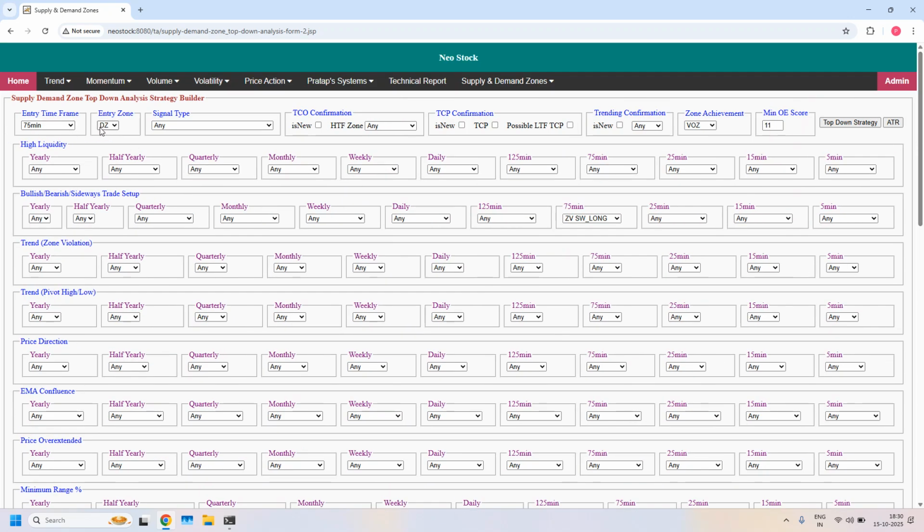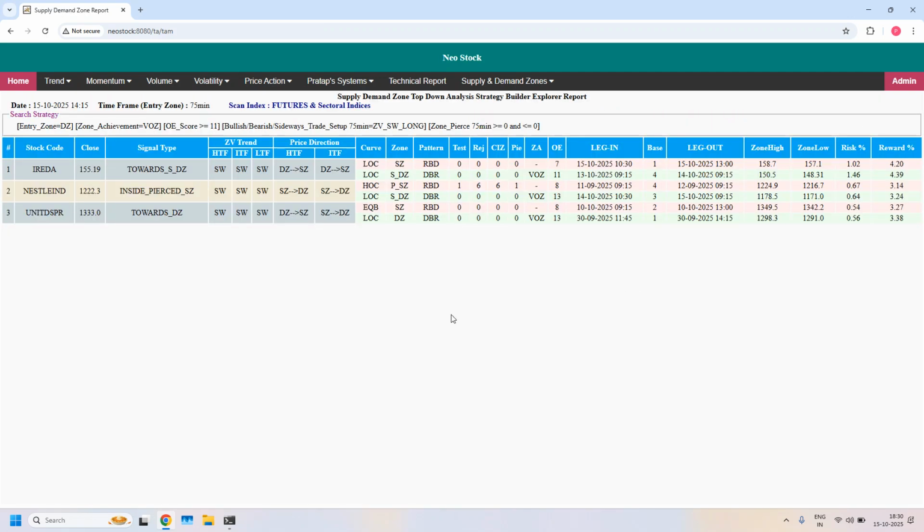That is, whatever we select here, the 75 minutes demand zone should not be pierced. So we got 3 stocks supporting sideways long trade setup for weekly income trade. Entry time frame zones are 75 minutes demand zones. You should plan trades in these zones only if lesson 30.3 video checklist items are satisfied. Otherwise, higher chances of zone violation.